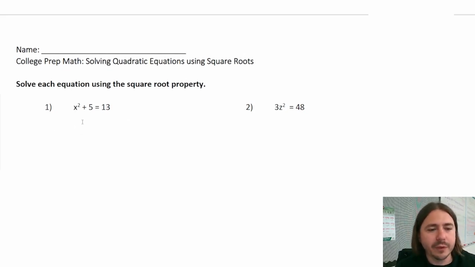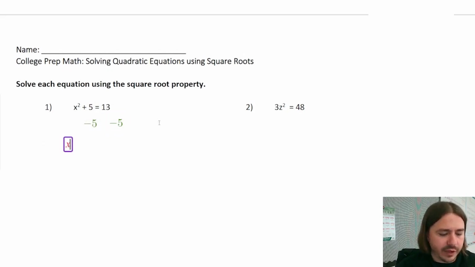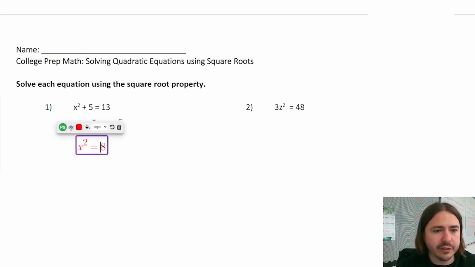Let's start with number 1. I'll start by subtracting 5 from both sides here, using my properties of equality, so that I can get the x squared isolated. After I subtract 5 from both sides, I get x squared equals 8. 13 minus 5 is 8.